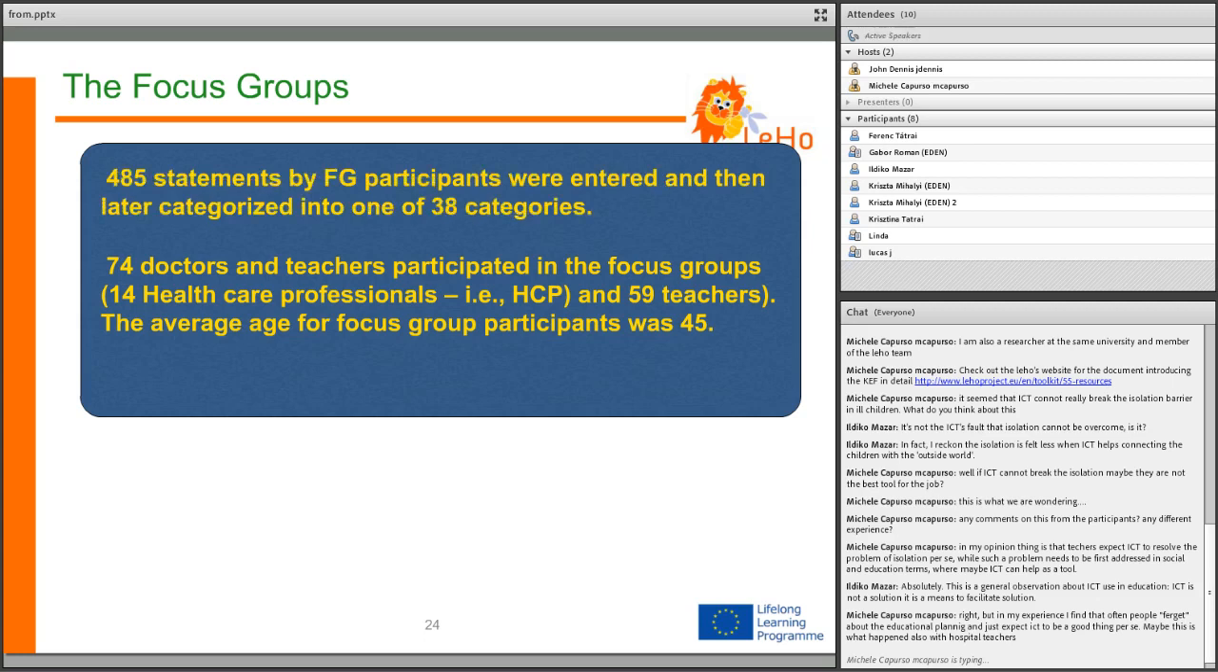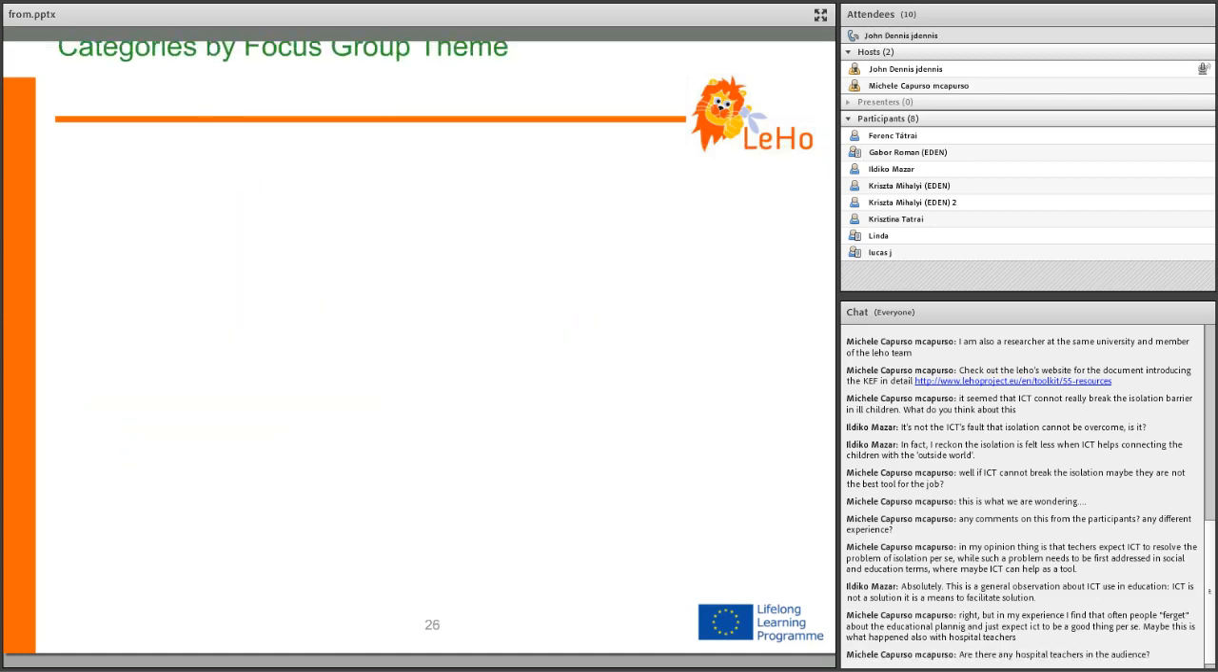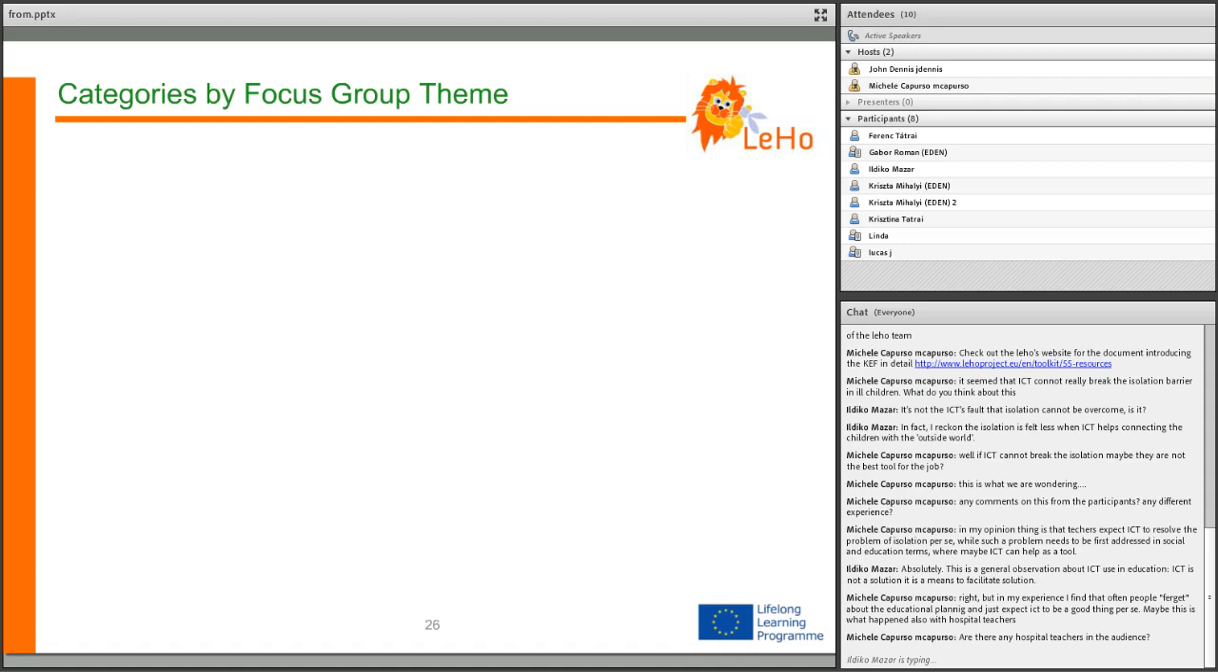We had 485 statements by the focus group participants that were again categorized. The results: categories by focus theme. Let me just reiterate that the first focus group collected information on the key educational factors in the home and hospital education. The second one assessed and discussed ICT related solutions for the education of children with a medical condition.